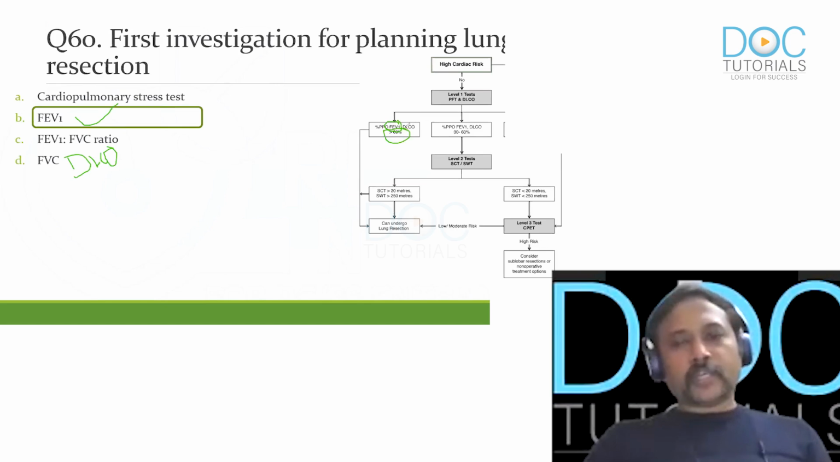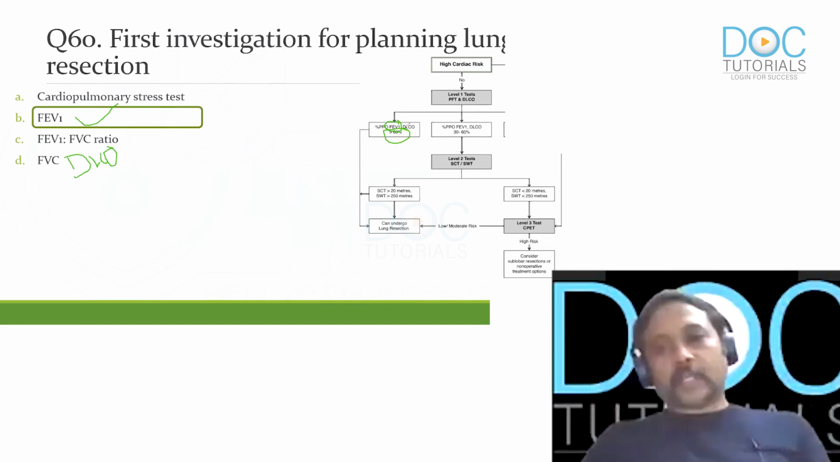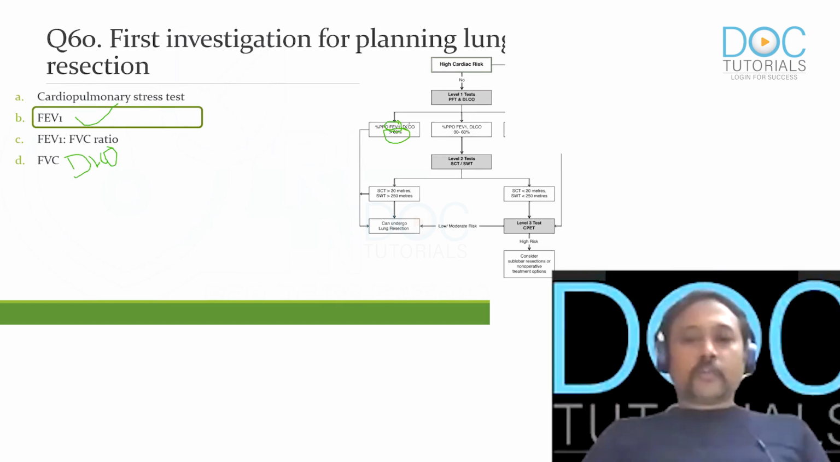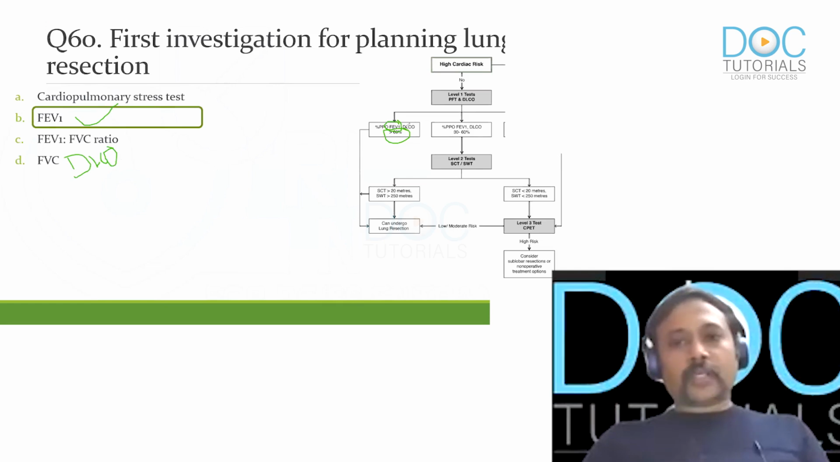So how do you predict the FEV1 values? You measure the FEV1 and then divide it by the number of segments which are going to be removed for a lobectomy or a pneumonectomy. And then if that value is more than 60%, the patient is going to be fit for a lung resection. And the same values apply when you're doing the DLCO test as well.